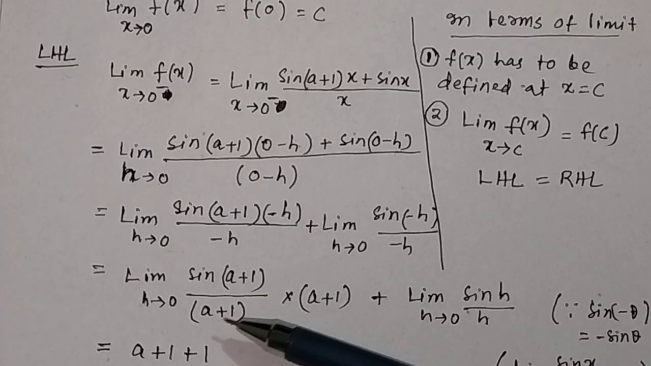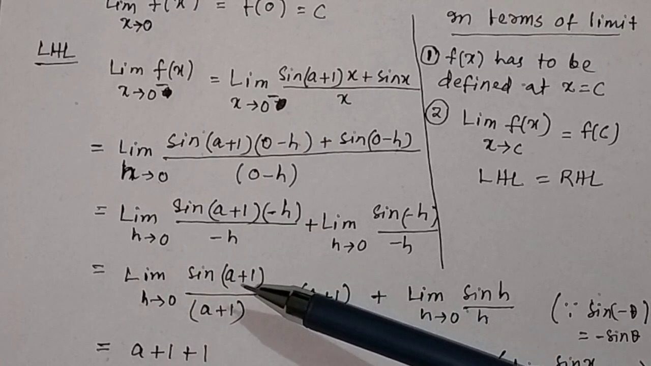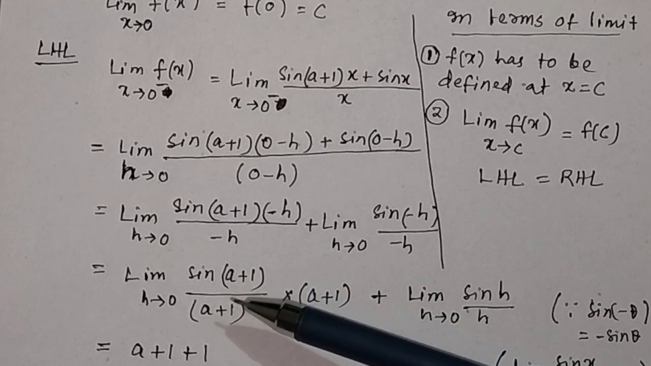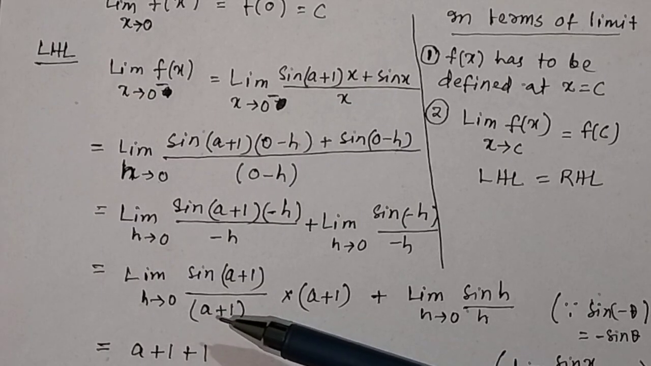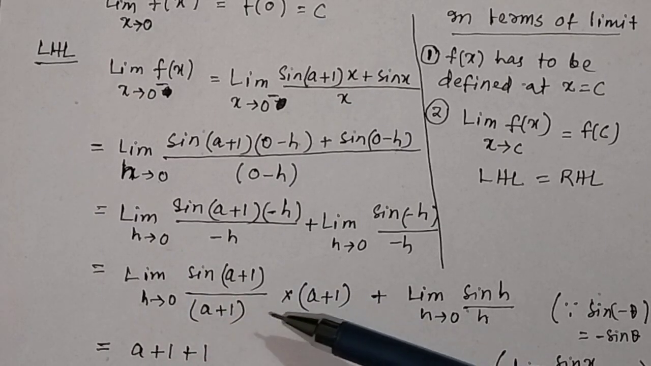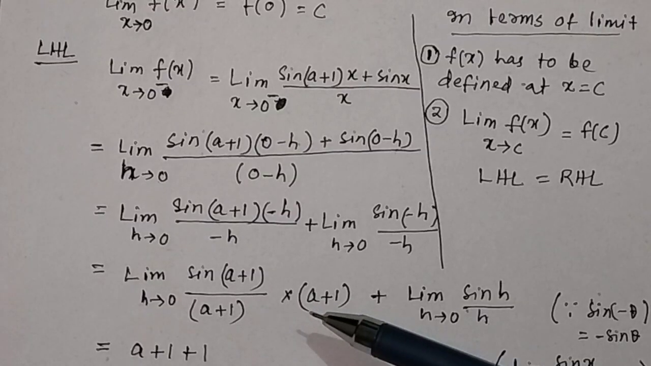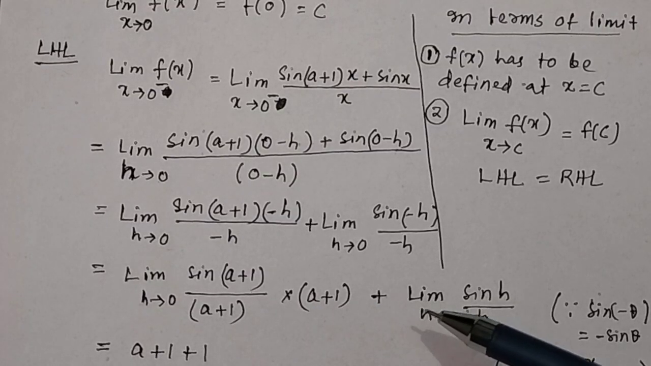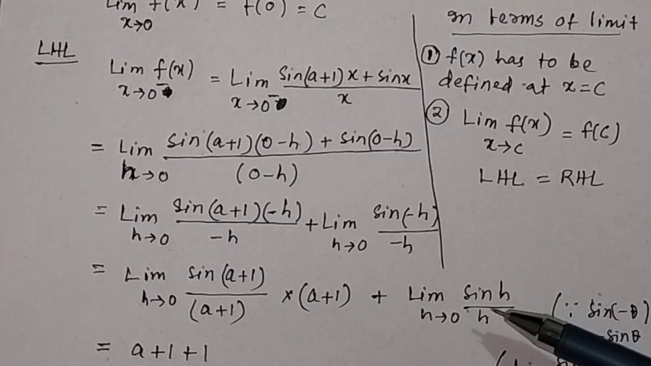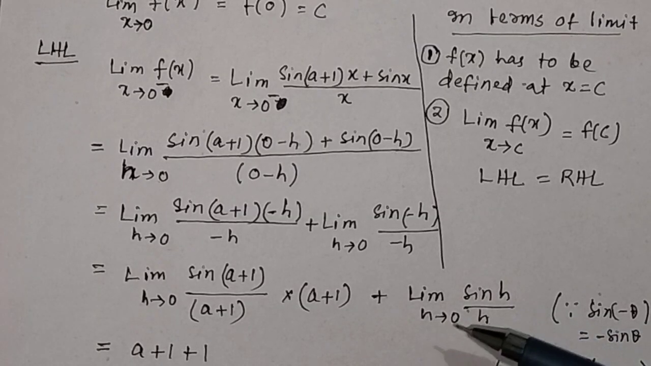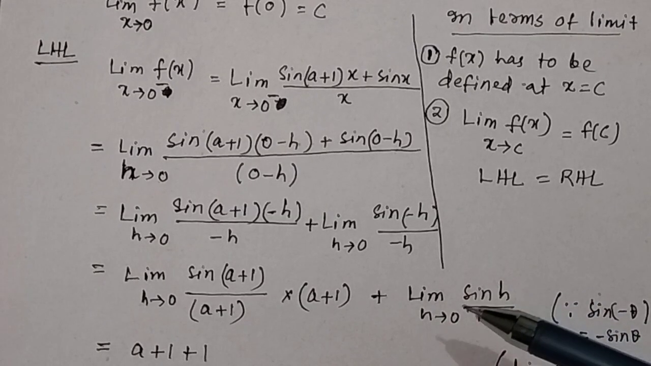We know the value of the limit of sin x divided by x as x approaches 0 is equal to 1. So this value will be equal to 1. So the first term will be equal to only a plus 1, and this term, sin x divided by x as x approaches 0, also will be equal to 1.